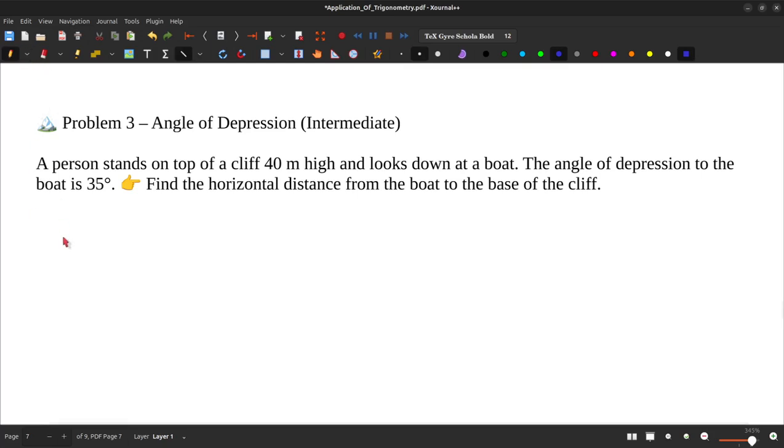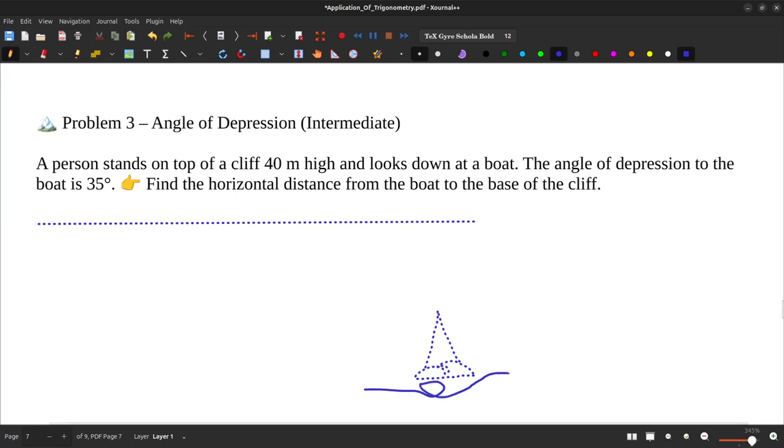We have a horizontal line here, and then down here inside water, there is this boat. This is the boat down there inside water. This boat is in water.